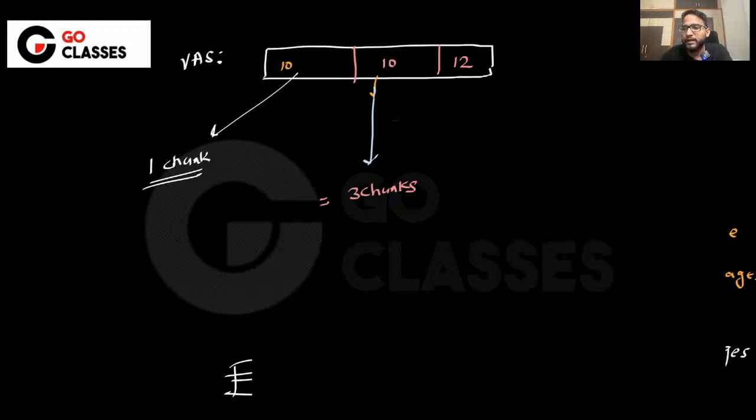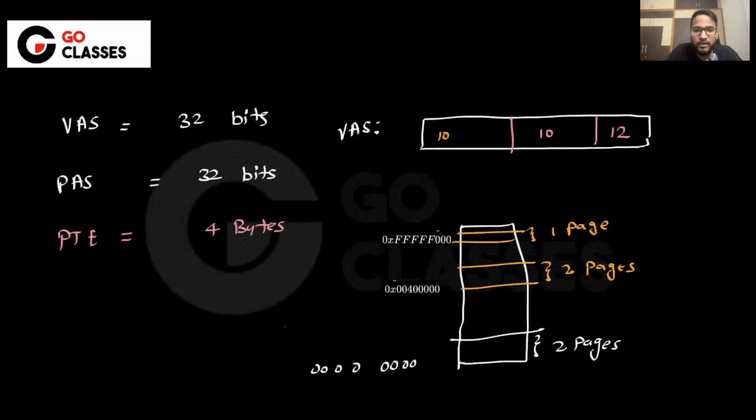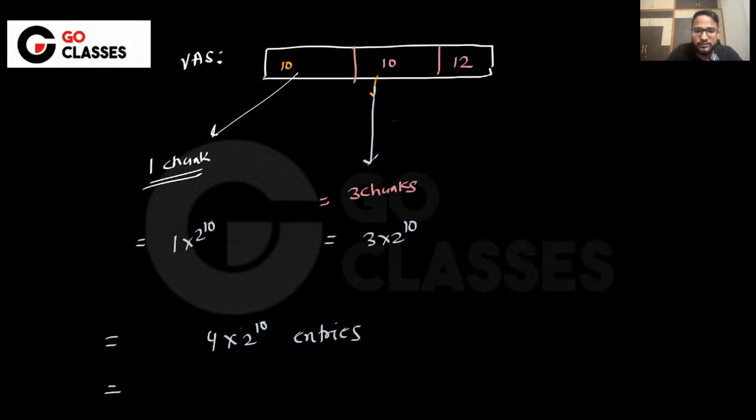I have not actually calculated the gap, so we need to do it. But this is three chunks, which means 3 into 2 power 10 entries. This is one chunk, which means 1 into 2 power 10 entries. So basically 4 into 2 power 10 entries you need. I need to maintain these many page table entries, 4 bytes each. So it is 4 into 2 power 10 entries into 4 bytes, which is 16 kilobytes, right? In the worst case.